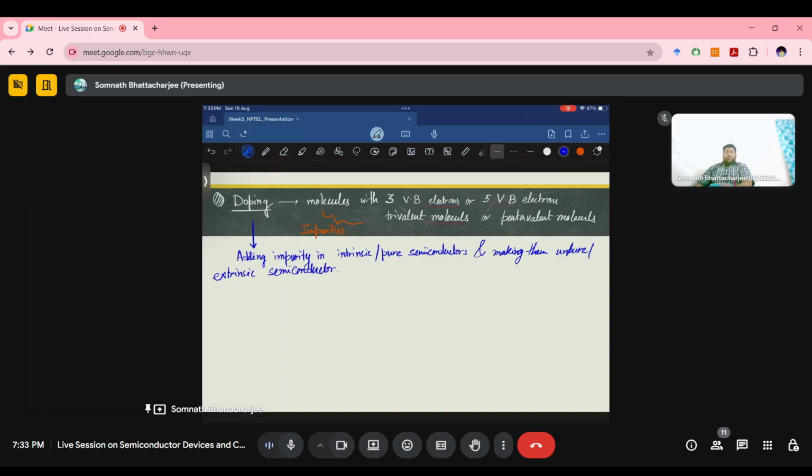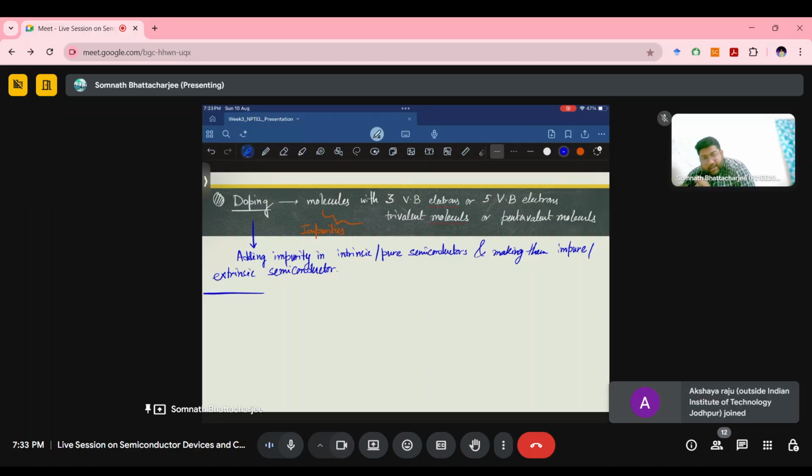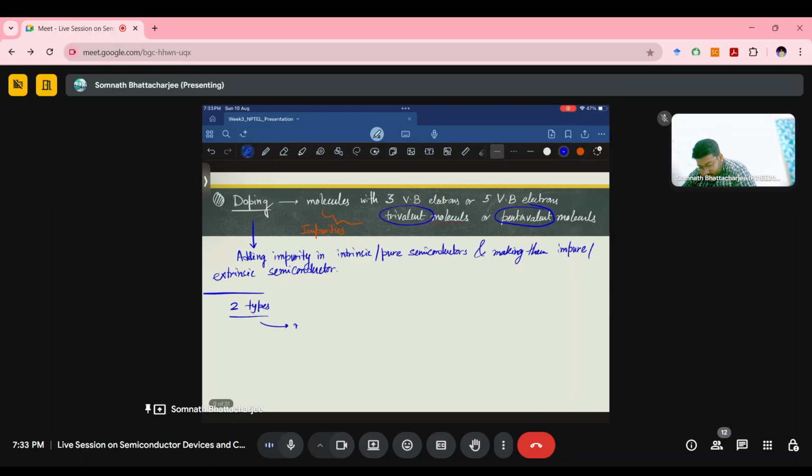Okay. So we are making an impure semiconductor. So these are impure semiconductors. There are two types of doping, based on whether we are using a trivalent or a pentavalent molecule. The first one is known as the N-type doping.